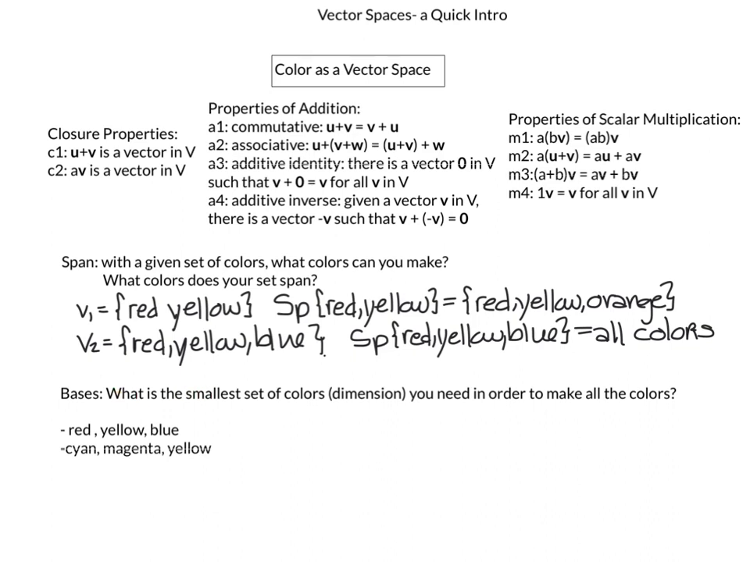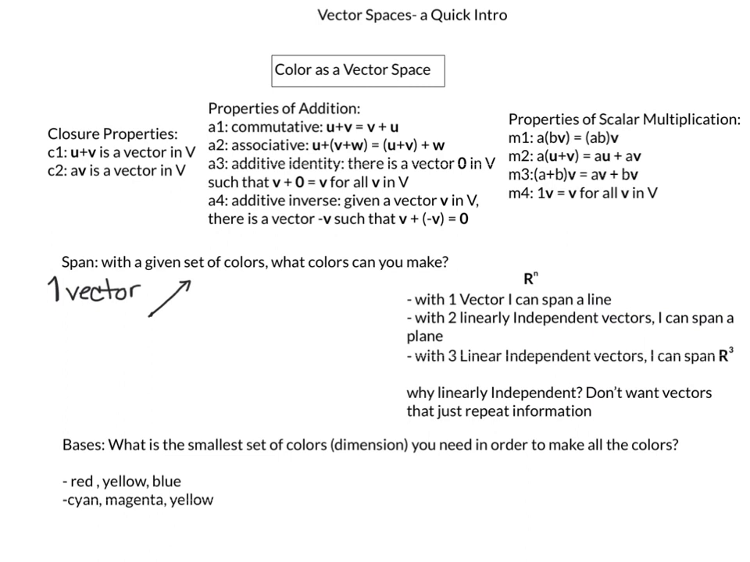And then we're going to ask, because 3 colors gives me all the colors, what is the smallest set of colors, and this is also called dimension, that you need in order to make all the colors? So we can have red, yellow, blue, or cyan, magenta, yellow. It's always 3. Once one basis is 3, then all the bases for that vector space is 3. So these are ideas we're going to develop formally, but this is just to give you a feel for what's going on. I just want to go from colors now to Rn.